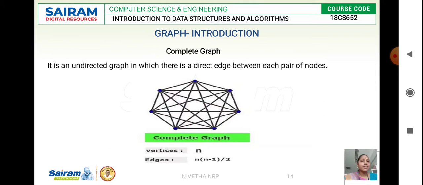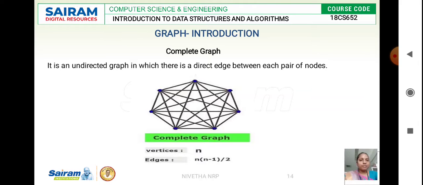And weakly connected graph, when there is no path between the vertices, you say that as a weakly connected graph. Then we have a complete graph when you have a direct edge between each pair of nodes. You say that as a complete graph.